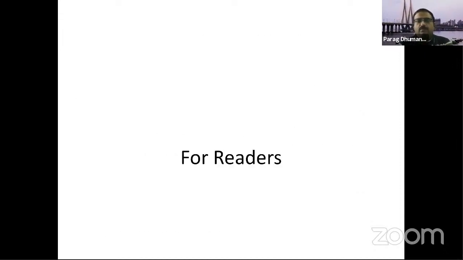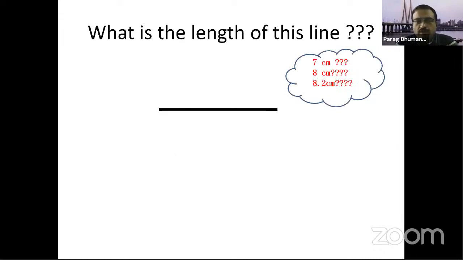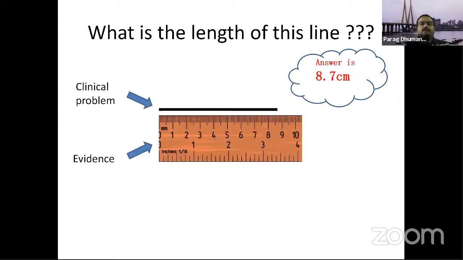Now coming to the readers. Why do we need articles? Why can't we just have the textbooks? The textbooks are to give you knowledge, a bookish knowledge, but to write the text in the textbook, you need evidence. If I throw this open question, what is the length of this line, just by looking at the line, no one will be able to tell. So you need a scale, to put it parallel to the line, and then you come to know that the length of the line is 8.7 centimeters.